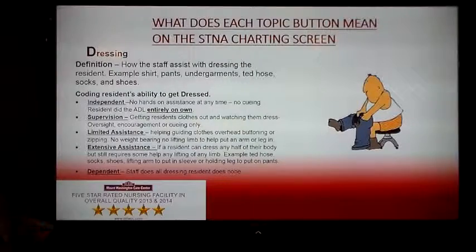When assisting a resident with a bra, if you are simply hooking the hooks in the back, that is limited assistance. But if you have to actually assist with lifting the breast into the bra, that is extensive assistance.